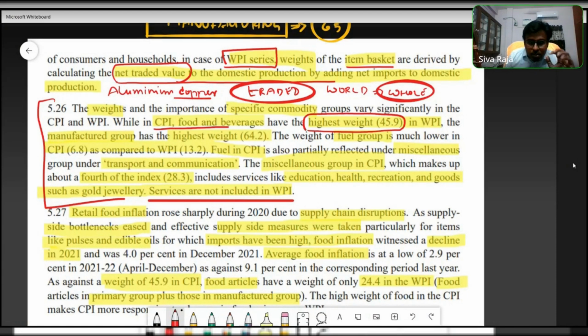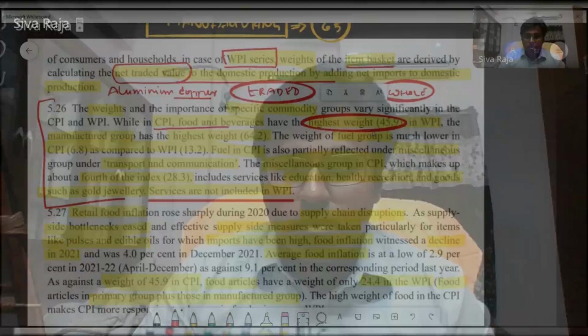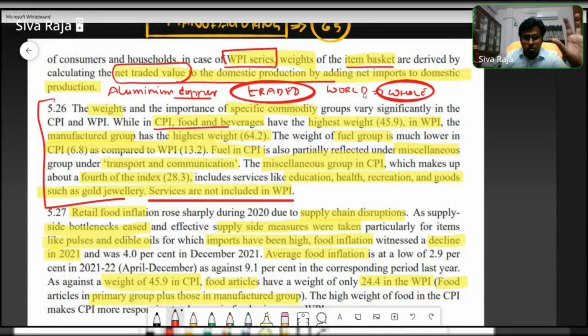This is the question. Sorry. CPI, food and beverages is high, 45.9%. Your number, 45. WPI, look at this point. Manufacturing group is the highest, 65. So which is having which component?